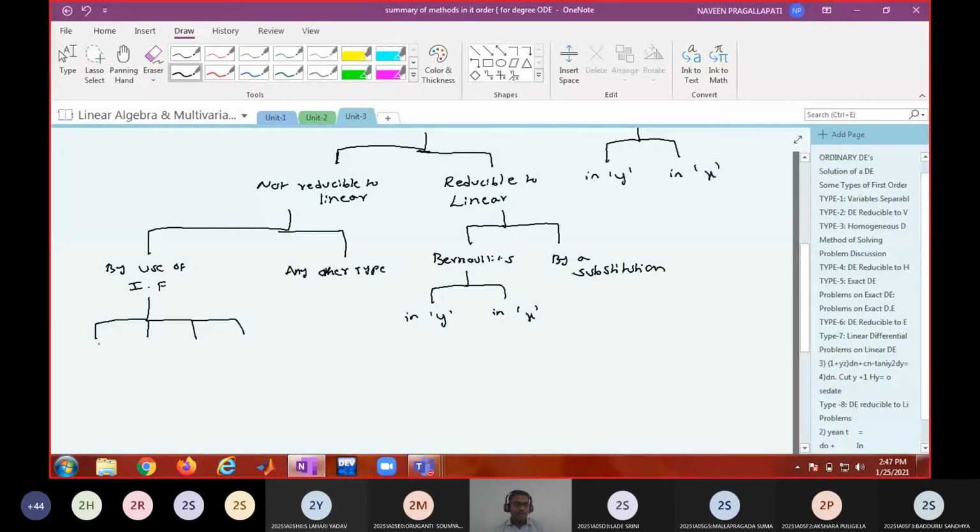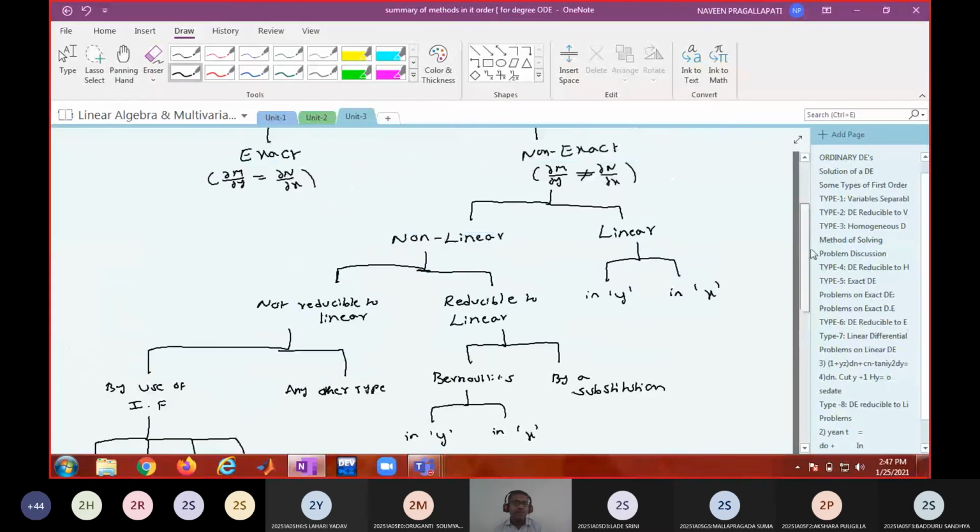We are yet to do problems, but you know, type 6.1, 1 by Mx plus Ny, type 6.2, 1 by Mx minus Ny, type 6.3, 1 by N into dou M by dou y minus dou N by dou x equal to function of x, then e power integral f of x dx is the integrating factor. Type 6.4. Okay, any other type involves non-homogeneous type or some other type.